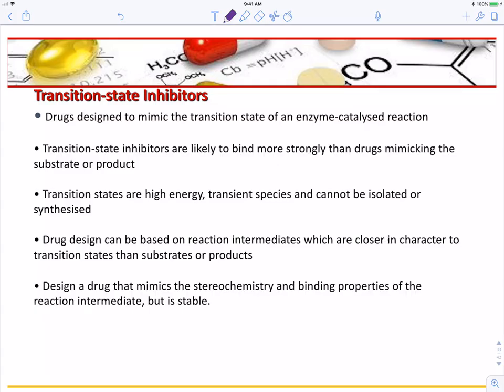Finally, the most interesting kind of inhibitors, which actually bind at the active site, are the so-called transition state inhibitors. Those are drugs that are designed to mimic the transition state of the enzyme-catalyzed reaction. Those are likely to bind more strongly than drugs mimicking the substrate or the product. Generally, the difficulty in this kind of inhibition is to identify the transition state of the reaction. Transition states obviously are species that don't really exist, cannot be isolated or synthesized, and so we have to come up with analogs of the transition state.